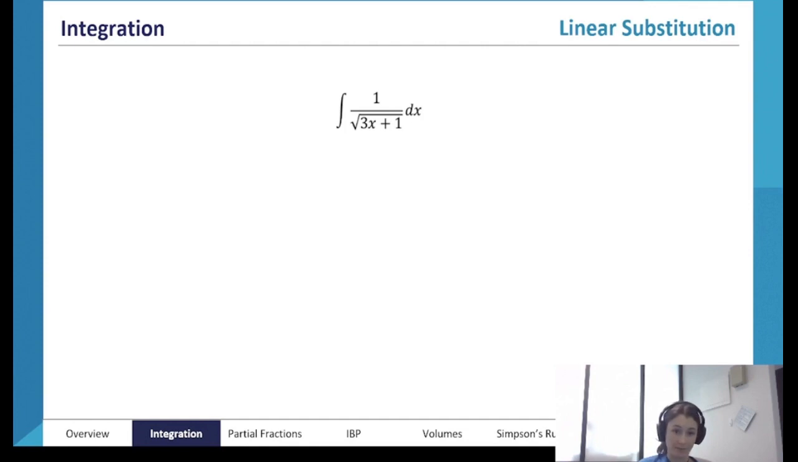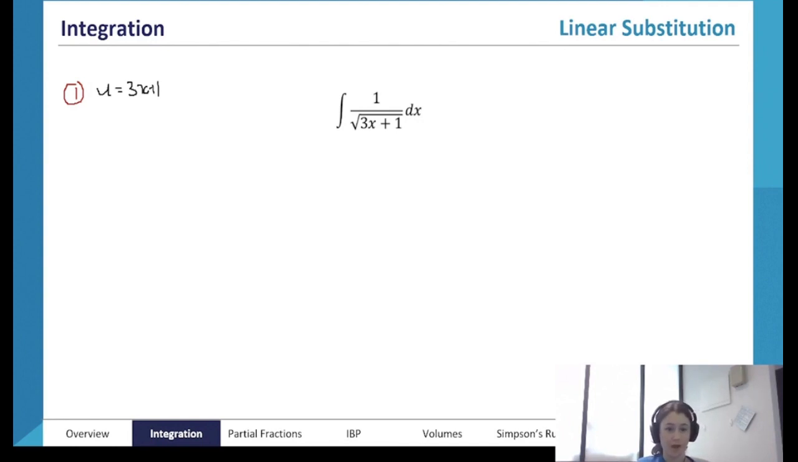Having identified that we need to use linear substitution, remember our first step is to let u equal the linear component. The linear component is 3x plus 1, so we're going to let u equal 3x plus 1. Again, first step, let u equal the linear component. It also helps if you copy and paste the instructions for each of these integration methods into your notes from the downloadable slides. That might help you learn them as well.